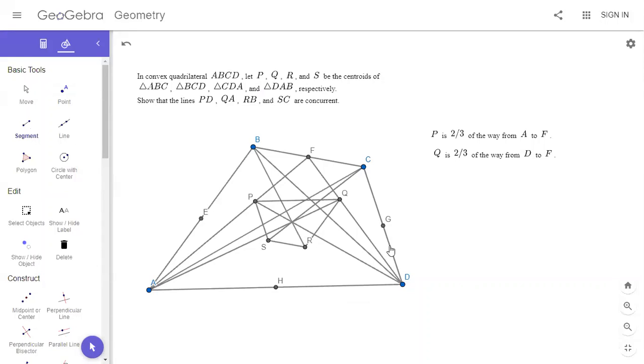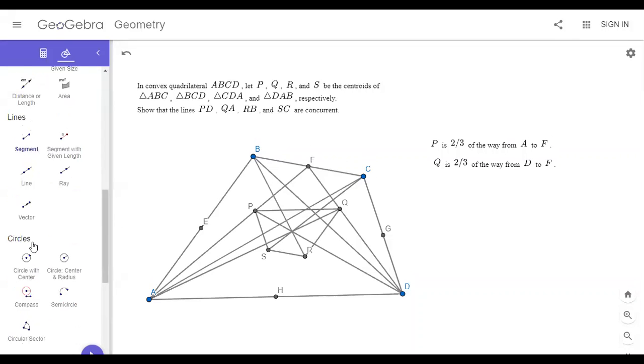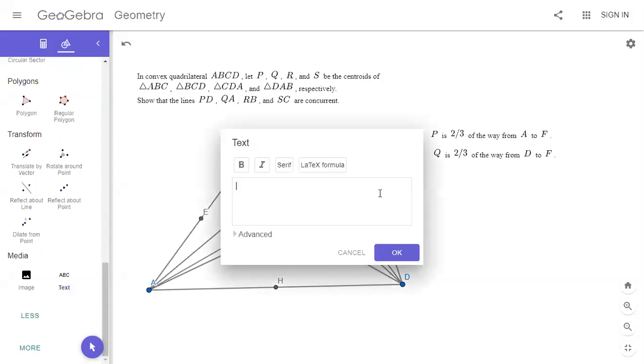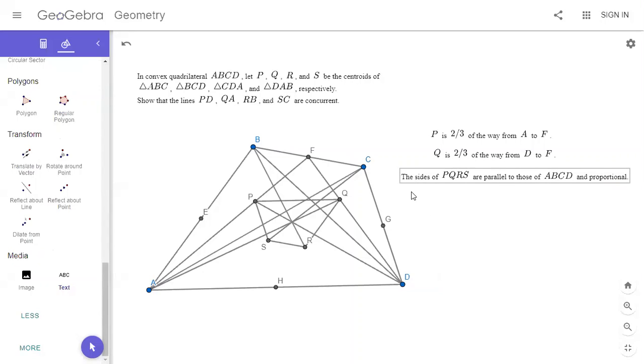When two triangles have the same angles, sides are also proportionate, because they're in the same ratio to the original figure. So the sides of PQRS are parallel to those of ABCD and in the same ratio, and proportional. So PQRS has to be similar to ABCD.